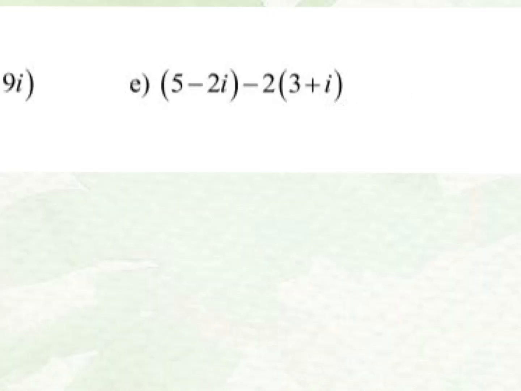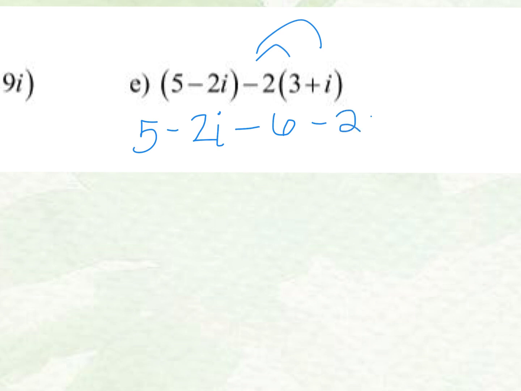All right, letter E is also a subtraction sign, but we're going to distribute a -2 first before we combine our like terms. So I'm just going to rewrite what's inside of the parentheses. So 5 minus 2i. Then I'm going to distribute that -2 onto the 3, which is going to turn it into a -6. And then -2 times i, which is going to be -2i.